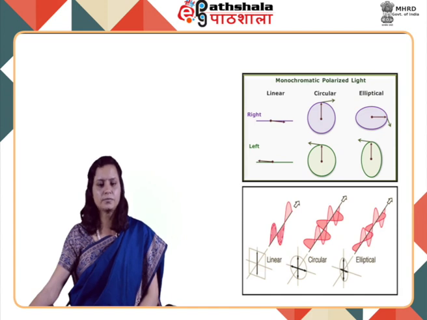Two plane light waves with equal amplitude and differing in phase by 90 degrees generate circularly polarized light. However, two plane light waves with different amplitudes and differing in phase by more or less than 90 degrees produce elliptically polarized light. The difference between linearly, circularly and elliptically polarized light can be understood by looking here.